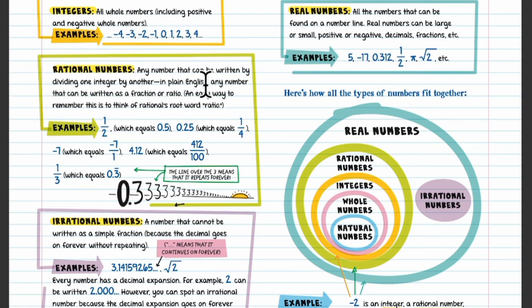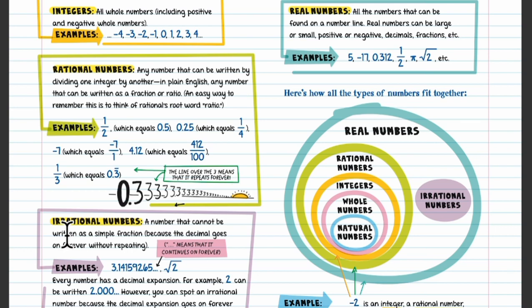Rational numbers: any number that can be written by dividing one integer by another. In plain English, any number that can be written as a fraction or ratio. An easy way to remember this is to think of the root word of rational, ratio. Here are some examples. It says here, the line over the 3 means that the 3 repeats forever.